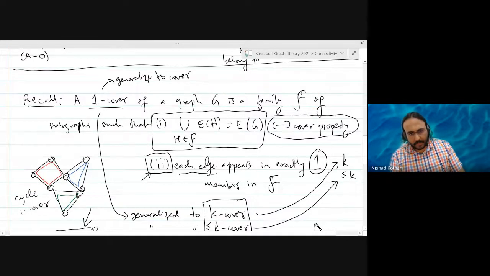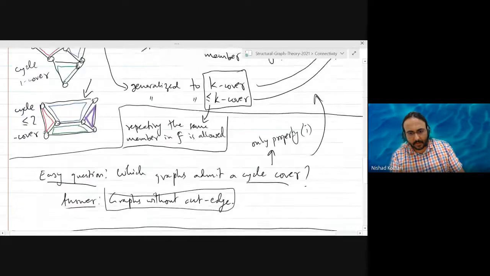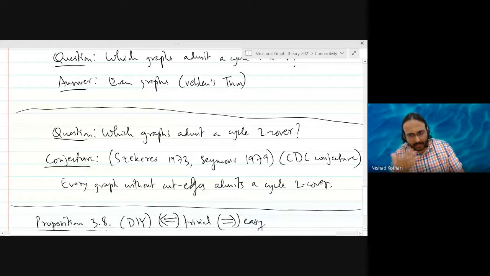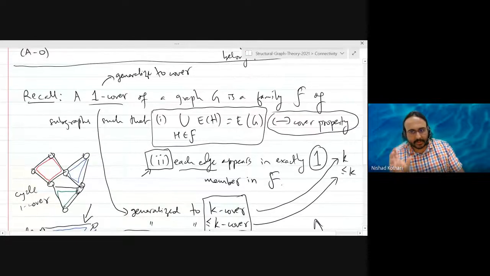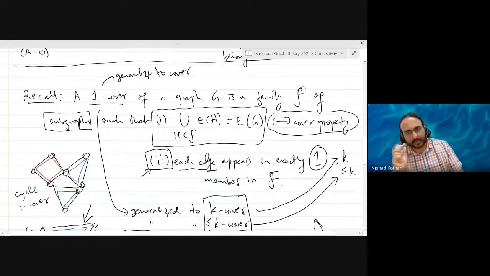Good. And similarly, you can define a two cover. And for a one cover or two cover, we called it a cycle one cover or a cycle two cover if all the subgraphs are cycles. Right? So here notice that this is just a family of subgraphs. But if every subgraph is a cycle, then we call it a cycle one cover or a cycle two cover. Make sense?